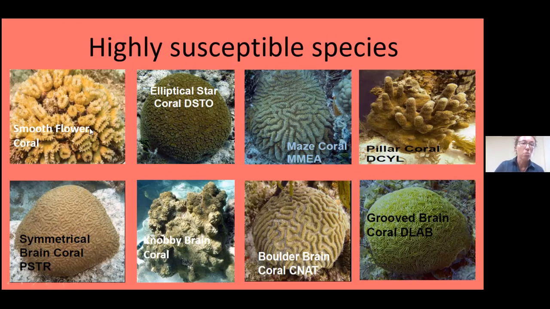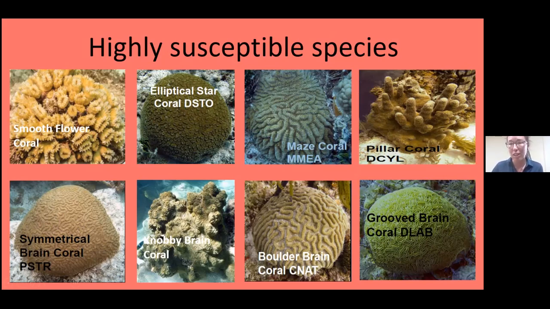So we've got the smooth flower coral up here on the top left. That's a highly susceptible species. This is typically a small coral, rich gold in color. Sabrina will go more in depth on that. You've also got next to it the elliptical star coral, or Dichocoenia stokesii, again a highly susceptible species. These top 4 really are the 4 that here in Cayman are the first to get infected, and usually the infection spreads very quickly.